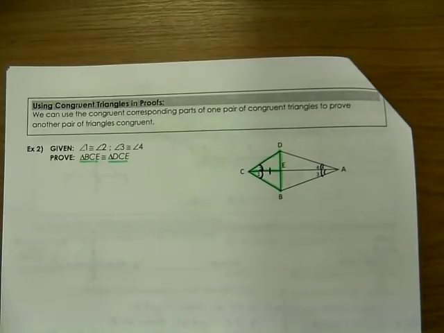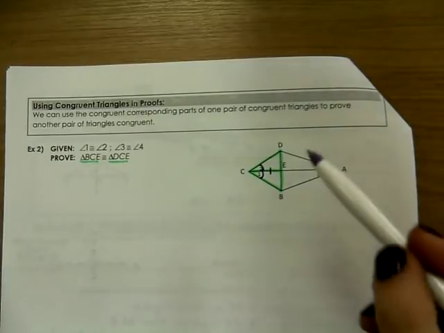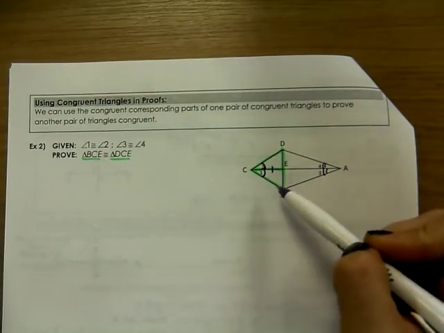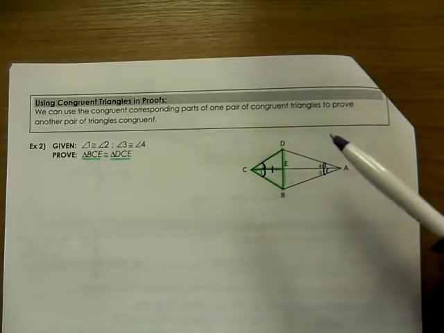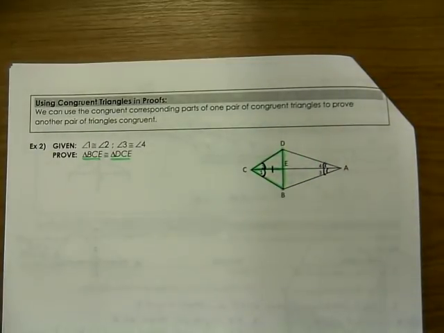So what I want you to do right now is think through, well, what can you do to maybe get enough information to prove these two triangles congruent? And my hint to you is that we're going to use one pair of triangles that we can prove congruent in order to prove the other pair of triangles congruent. So pause the video right now, attempt this on your own, and then watch the video to check your answer.